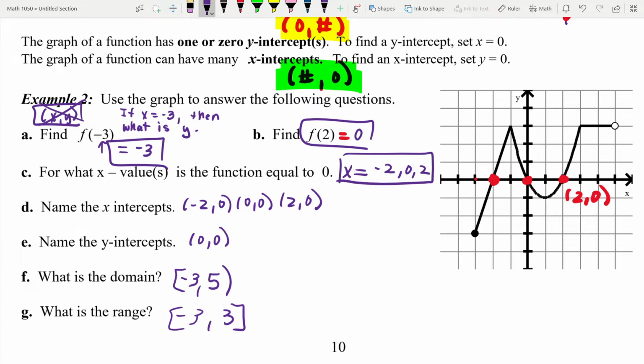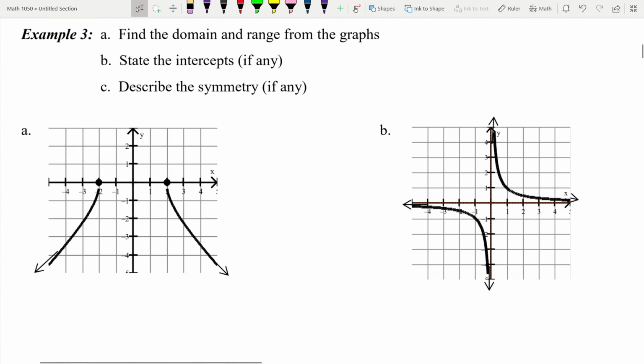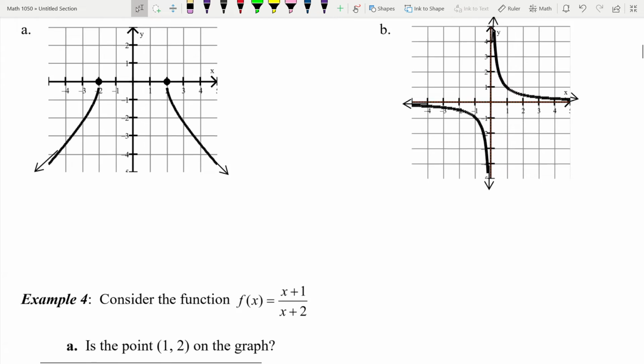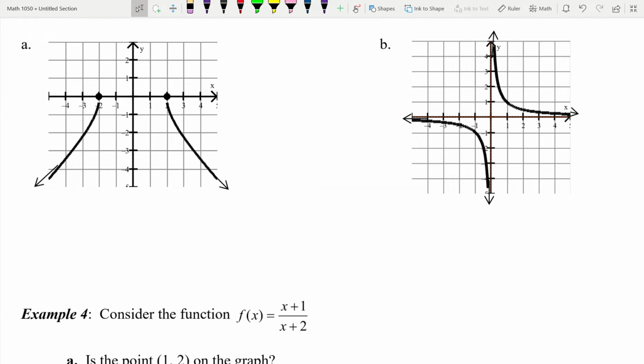Okay, who says gotcha? Let's see up high. Okay, great. Okay, question 3. Find the domain and range, state the intercepts, and describe the symmetry. Okay, so everybody come right here to part A, and do part A. Find the domain, find the range. Domain is x, start small. So guys, small on the x is clear over there.